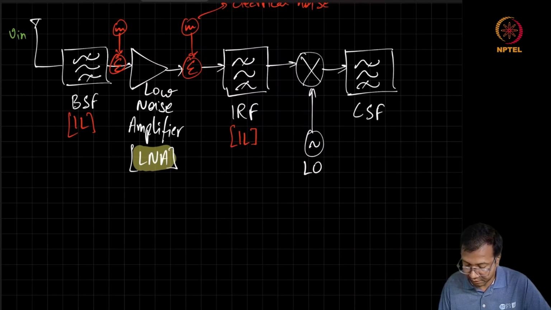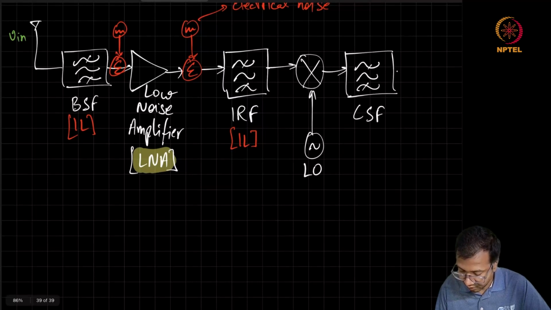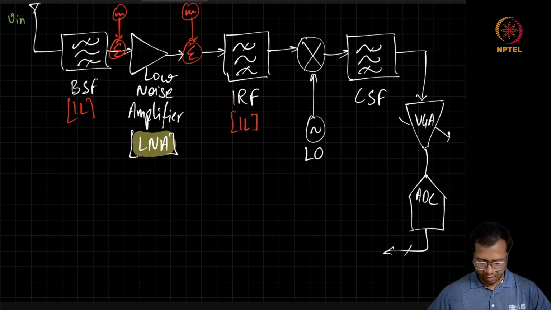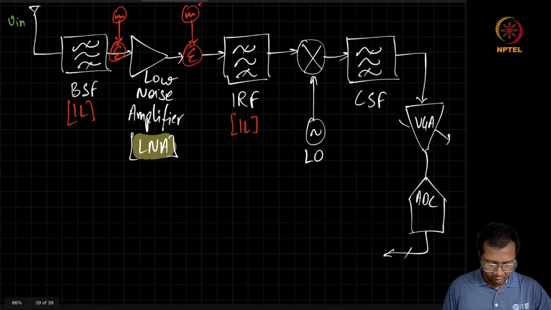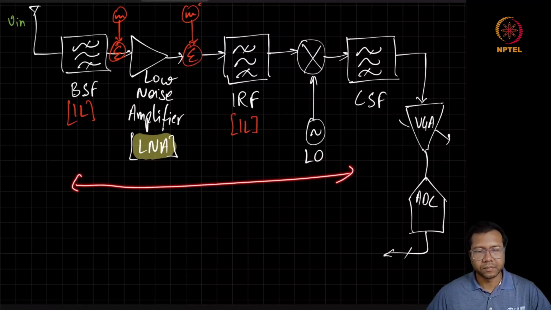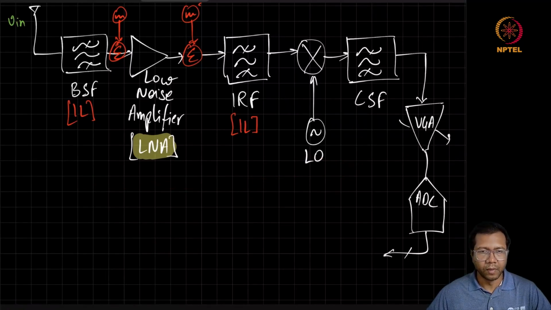The mixer output goes to the channel select filter, which is operating at an intermediate frequency. And now this output goes to the VGA and the ADC. So here we can see almost a complete picture of a receive chain. And I hope you understand the reasoning behind the inclusion of each of these building blocks in this receive chain.